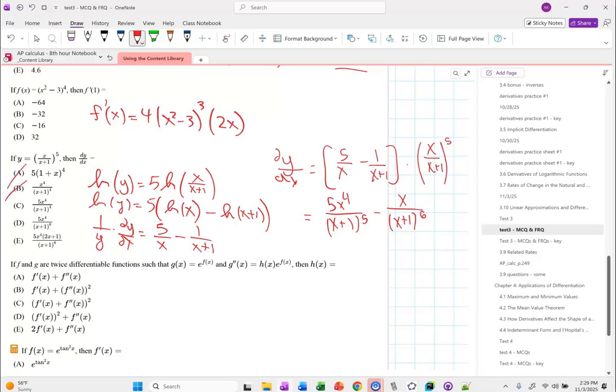And right away, without even having to fully simplify, I'm down the first three options, because none of them are going to have the common denominator of x plus 1 to the 6th. Everybody okay there? Now I just have to make a decision here. Which one is it going to be? Well, to make that common denominator, I have to do this, right?